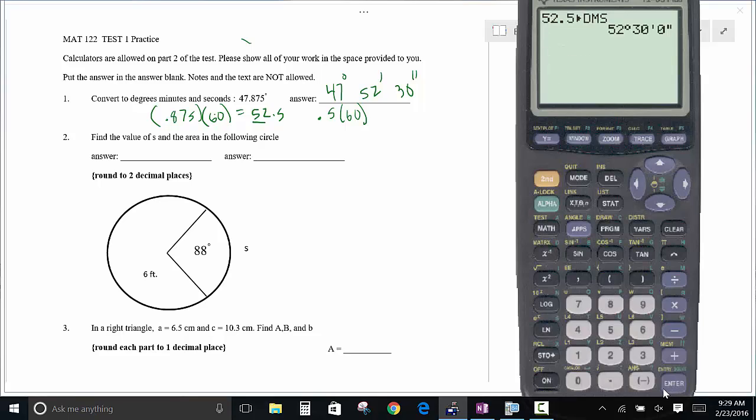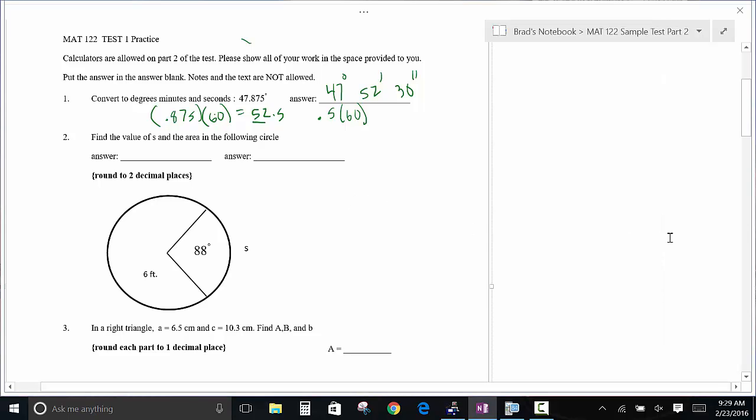Okay, so it's 52, hold on, did I put the right thing in? No, I put the wrong thing in, I'm sorry. I want 47.875. Then go second angle, then go to DMS, and then it'll give the same answer. So you can do that either way that you choose to.